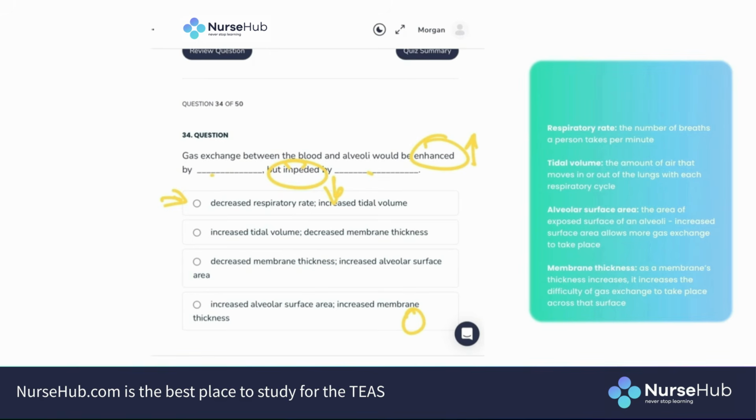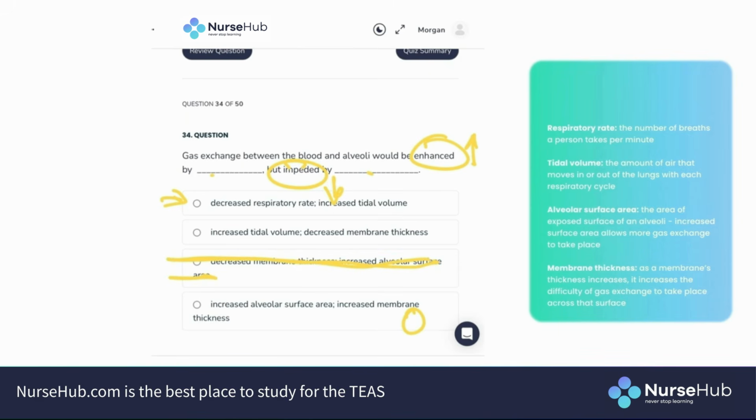Gas exchange between the blood and alveoli would be enhanced by decreased membrane thickness. Okay, that sounds right. It sounds like if the membrane is thinner, then gas exchange could happen more easily. And impeded by increased surface area. No, that doesn't add up, because the more surface area, the more space there is for the gas to kind of transfer from one space to another.